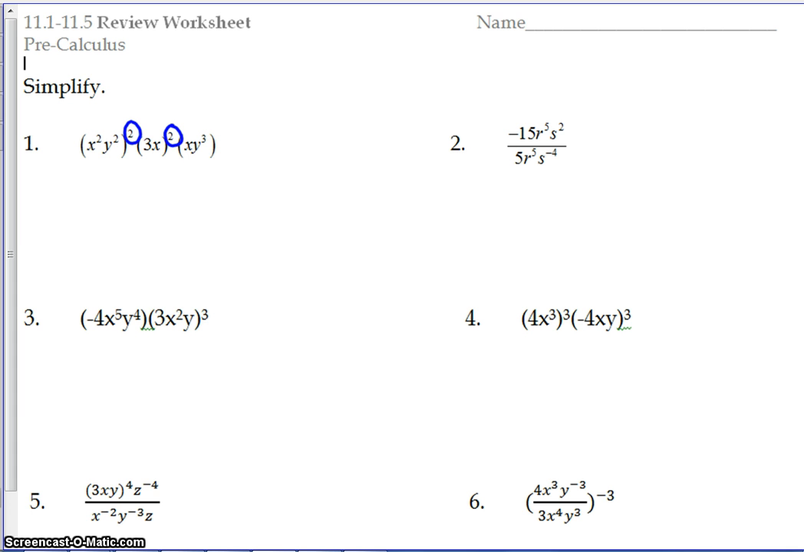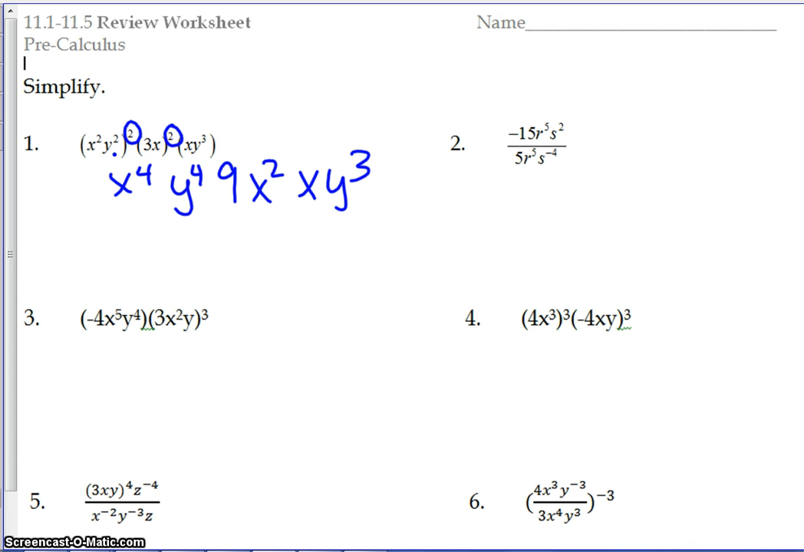Here I need to take x squared squared, so that turns into x to the 4th. Here I need to take y to the 2nd squared, and that turns into y to the 4th. Here I need to take 3 squared, so that turns into 9. Here I need to take x squared. This parenthesis doesn't have any outer exponent, and so I can just write it down.